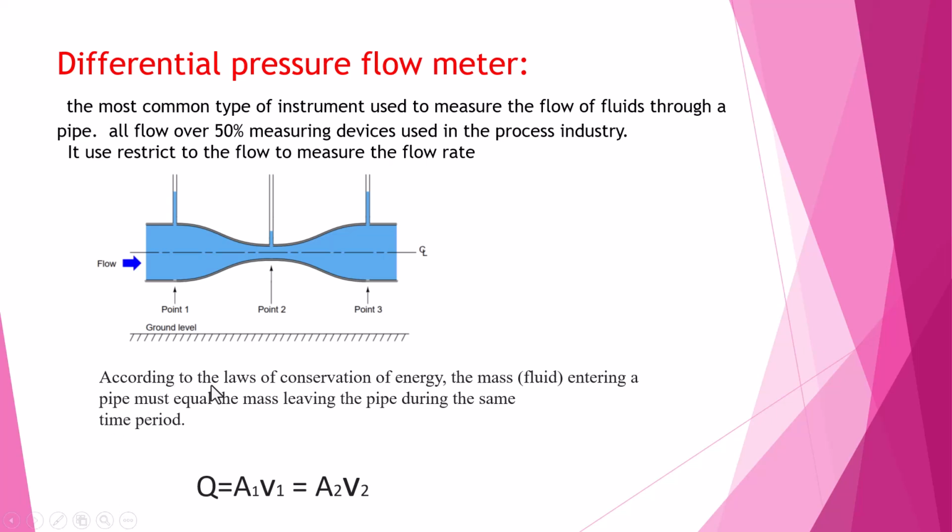Here, according to the law of conservation of energy, the mass flowing into the pipe must equal the mass leaving the pipe during the same time period. What comes in here equals what goes out here. That means Q equals A1 times V1 equals A2 times V2. Okay, here the flow rate equals the flow rate here. Point 1 equals point 2.